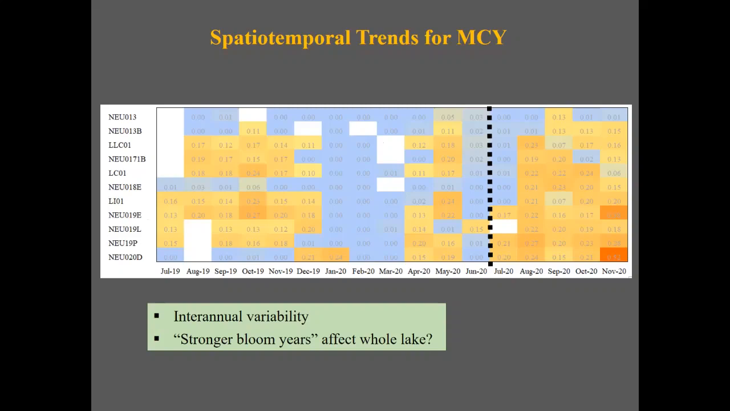Some of the first takeaways here: there's interannual variability and spatial variability. It seems that the second season that we've analyzed so far is a stronger bloom year, with more bloom activity, and it seems to affect the entire lake, which is interesting.